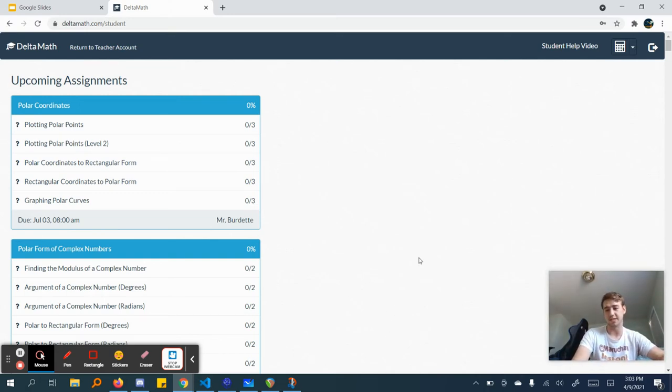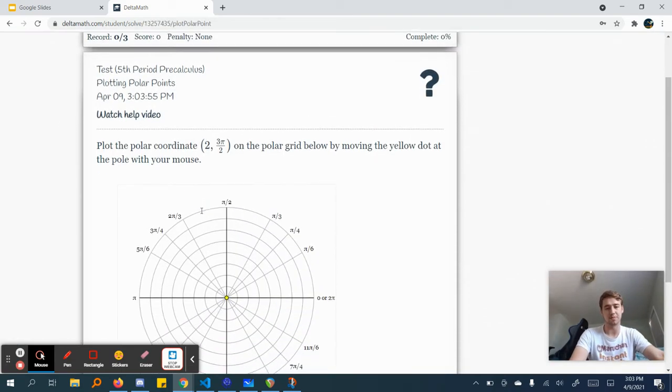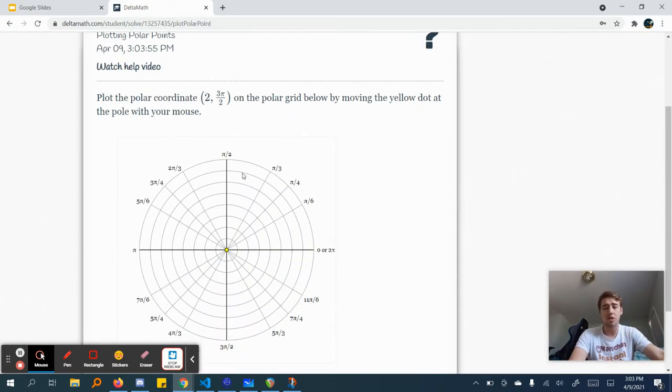Today we're just going to take a look at something called polar coordinates, which basically unites complex numbers with trigonometry. So let's start with polar coordinates, and then we'll get to the ones that actually involve complex numbers a little more directly. First, we're just going to do plotting polar points. And all that involves are a coordinate pair. Rather than being an x direction and a y direction, it's going to be a radius and an argument. And the argument just means the angle.